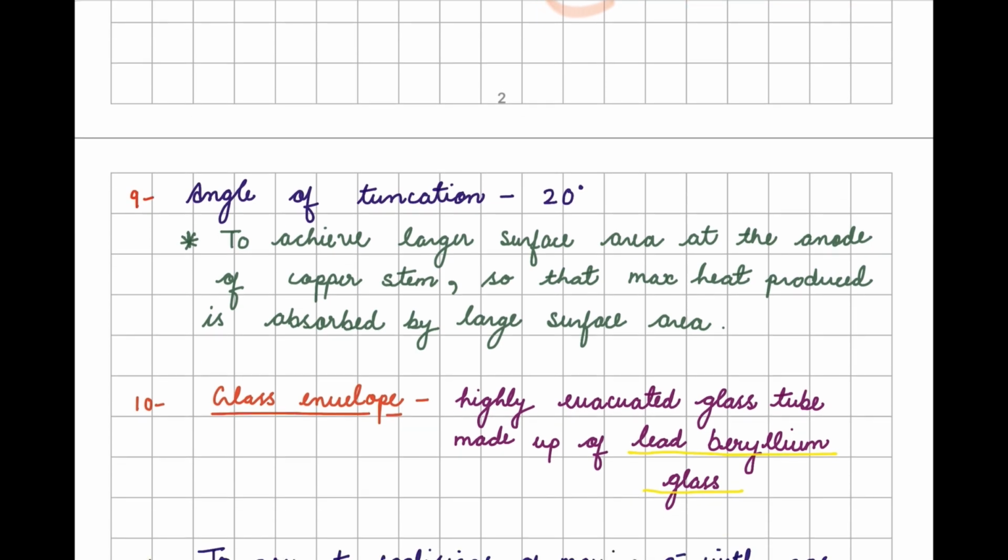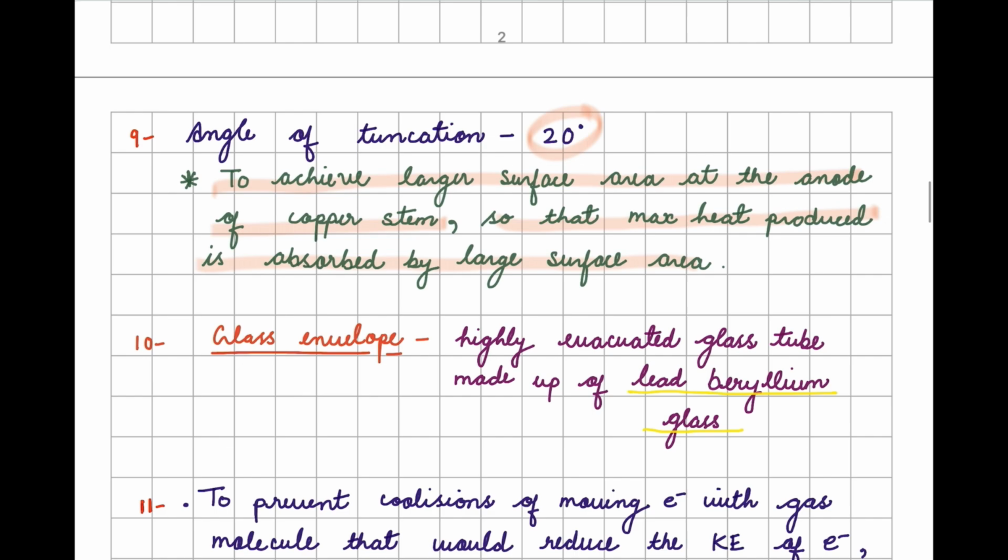Now the next question was, what is angle of truncation? So the angle of truncation is 20 degrees. So why do we keep angle of truncation 20 degrees? So the reason is to achieve larger surface area at the anode of the copper stem so that maximum heat produced is absorbed by the large surface area. So that is why the angle of the truncation is 20 degrees.